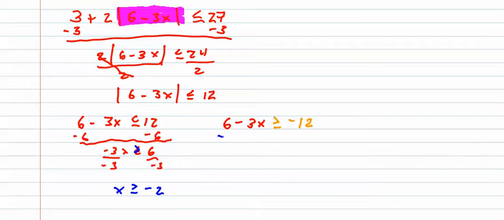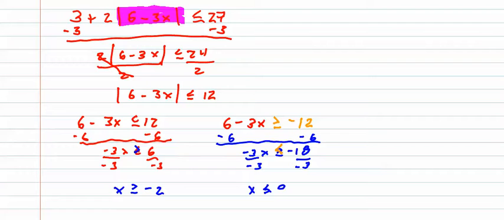Come over here, minus 6, negative 3x greater than or equal to negative 18. I divide by negative 3, I divide by negative 3, and again remember, we switch the direction of this inequality. Now it becomes less than, and I get x is less than or equal to 6. 18 divided by 3 is 6.